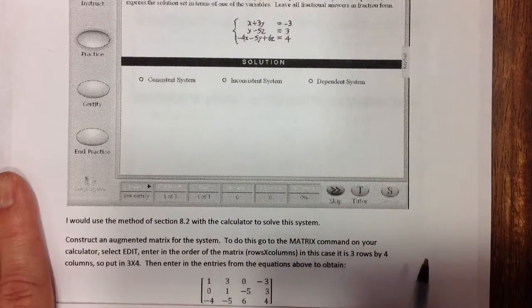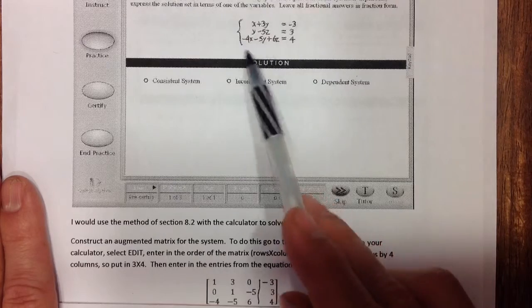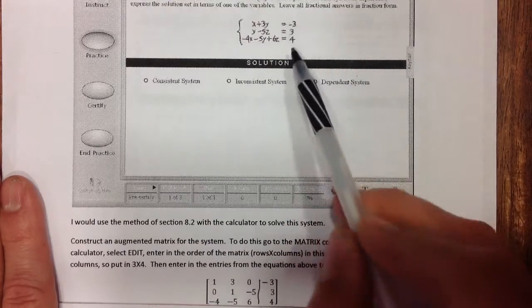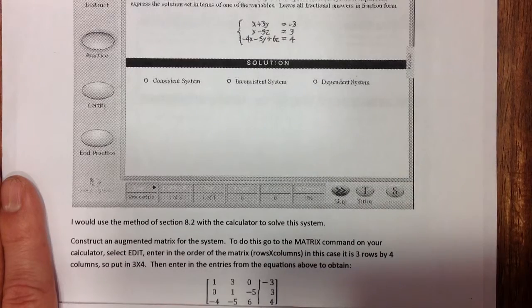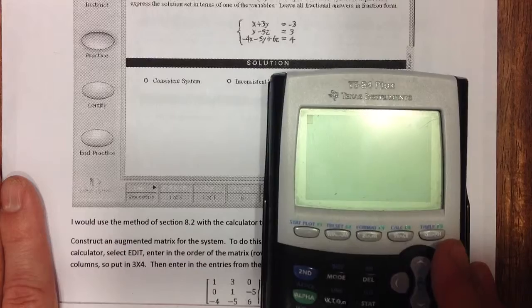Notice this matrix down here with the augmentation, so the equal sign would be right here, would be 3 rows by 4 columns. So we're going to enter in the calculator as a 3 by 4. So notice we have the coefficients right here. We have the constants over on the right hand side of the augmentation. I'm going to enter this into my calculator.